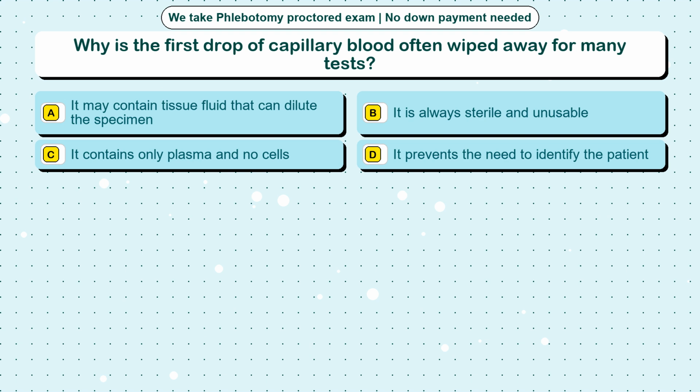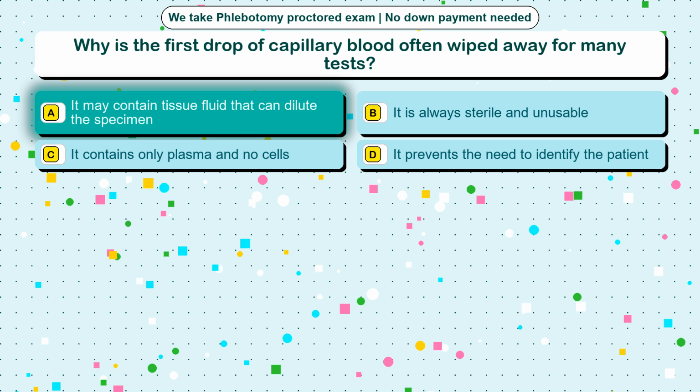Option A. It may contain tissue fluid that can dilute the specimen. Option B. It is always sterile and unusable. Option C. It contains only plasma and no cells. Option D. It prevents the need to identify the patient. The correct answer is option A.